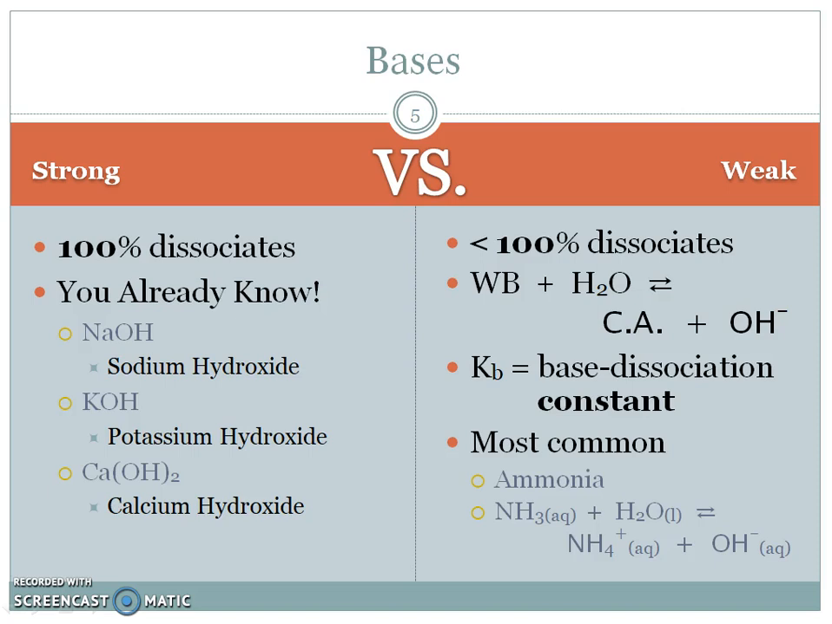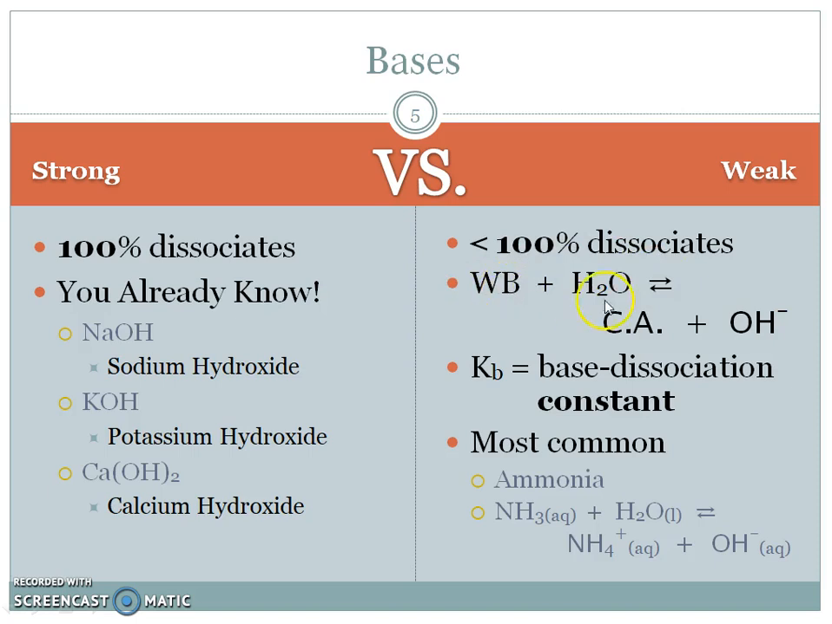Anyways, pause the video, fill in the words, and then play to hear my words. So a strong base is going to be the same as a strong acid, 100% dissociates. Now, these are just 3 of those strong bases, but you have that list and should have those memorized. And a weak base is the same as a weak acid. It is less than 100% dissociation.